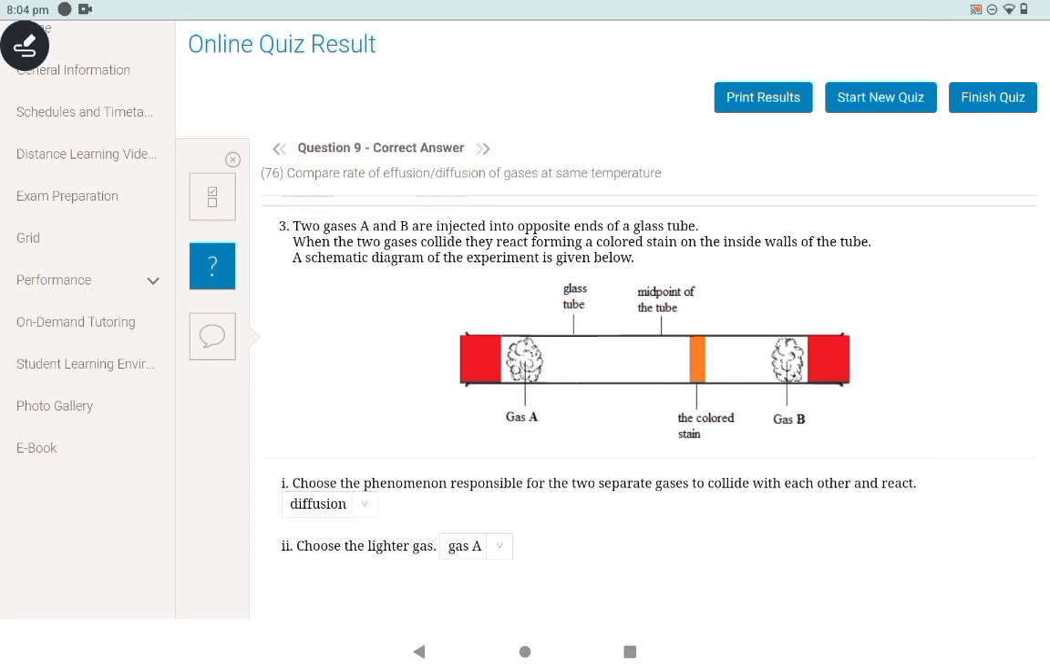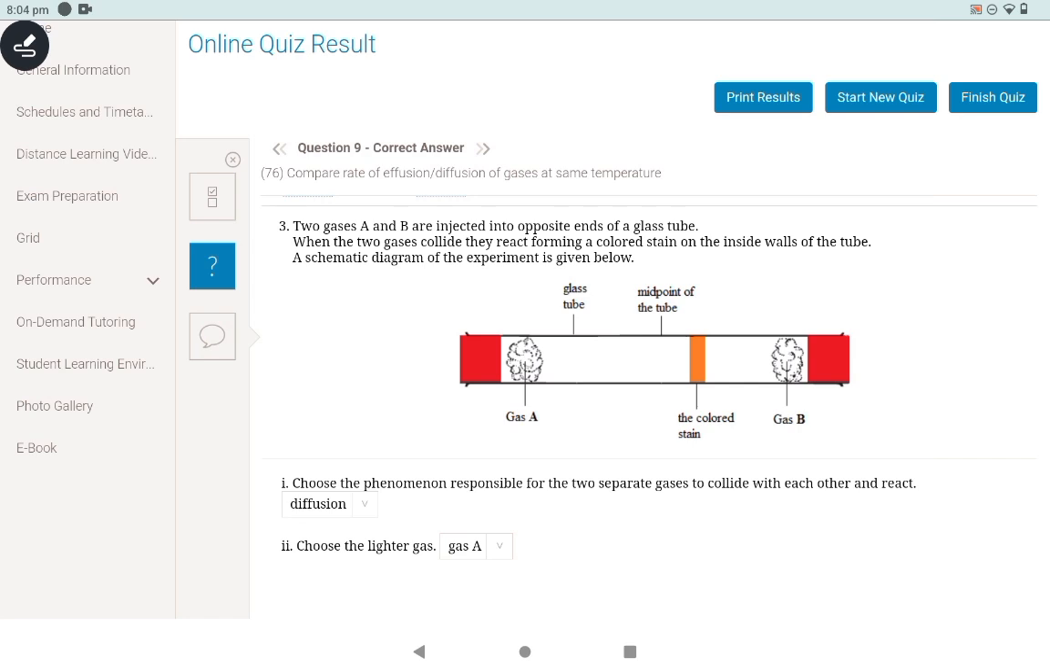Two gases, A and B, are injected at opposite ends of a glass tube. The color stain is the orange part. As we see, gas A and gas B come from both sides, and that's the color stain. The faster one to reach it, when they collide, is definitely gas A, because it's going at a faster rate and has reached a further distance than gas B. So gas A is faster, and that is why it is lighter.